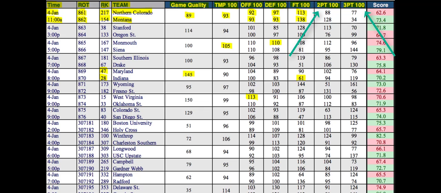So for example, Northern Colorado, if we see here, they have an 88, meaning they are 12% below an average team in terms of having their point distribution come from 2-pointers. If we look at Montana, they're at 128. That means that they're 28% above an average team at having their point distribution come from 2-pointers.